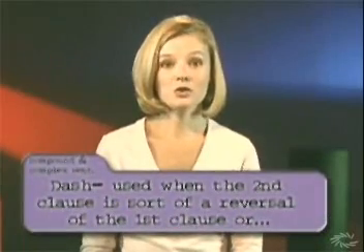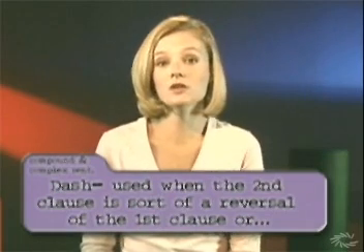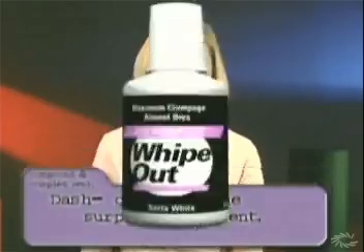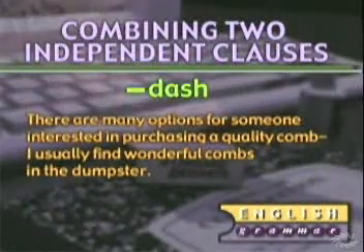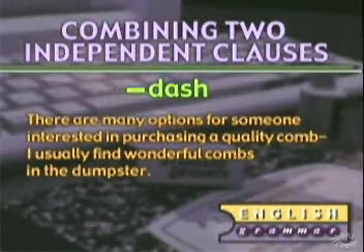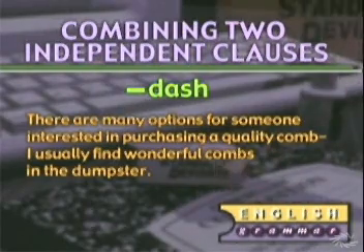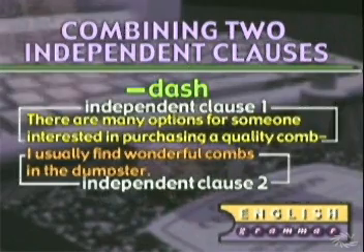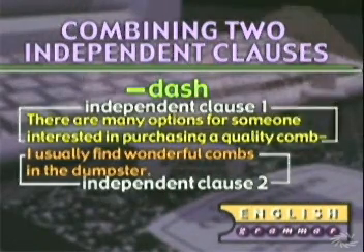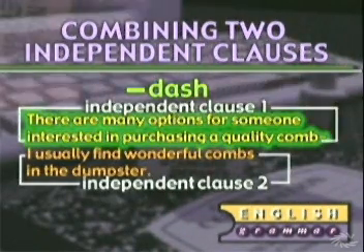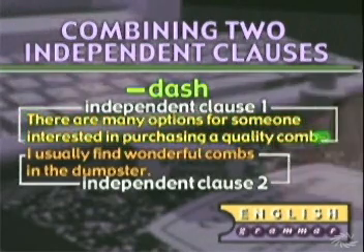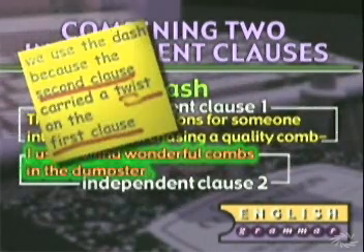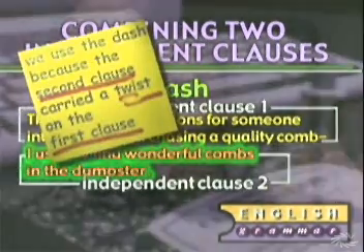Finally, a dash is used when the second clause is a sort of reversal of the first clause or contains some surprising element. Look at this sentence. There are many options for someone interested in purchasing a quality comb. I usually find wonderful combs in the dumpster. Again, here we combine two independent clauses to create one compound sentence. There are many options for someone interested in purchasing a quality comb, dash. I usually find wonderful combs in the dumpster. We choose to use a dash because the second clause carried a twist on the first one.